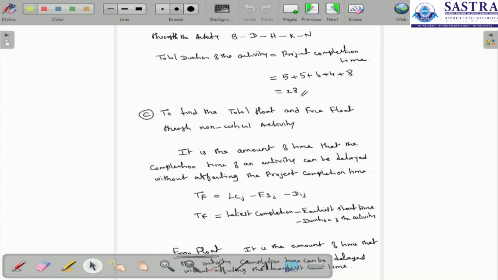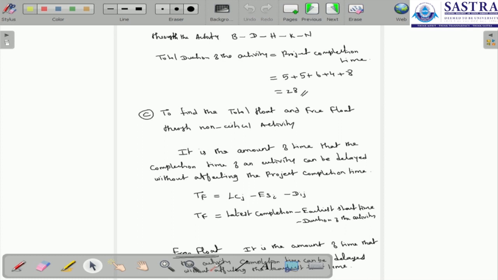Now the third question is to find the total float and free float for the non-critical activities. Total float is the amount of time that the completion time of an activity can be delayed without affecting the project completion time. This is the total float formula: TF equals LC_j minus ES_i minus D_ij, where LC_j is the latest completion time, ES_i is the earliest start time, and D is the duration of the specific activity.